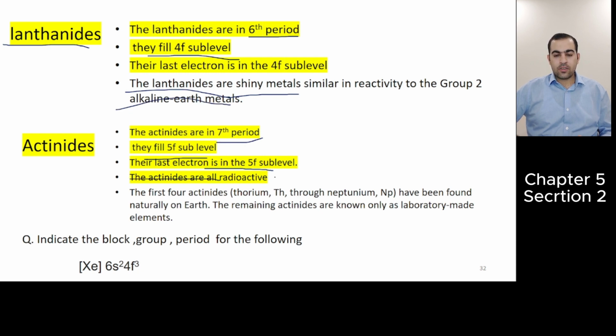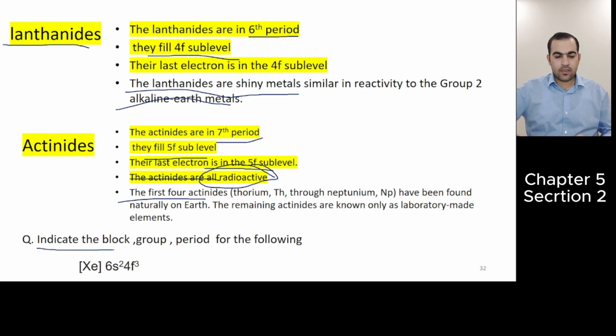Actinides, they are radioactive elements, and their first 4 actinides have been found naturally on Earth. They are natural, but the other 10 elements of actinides, they are what? Laboratory made elements. Okay, they're artificial. We don't have them in nature as real.